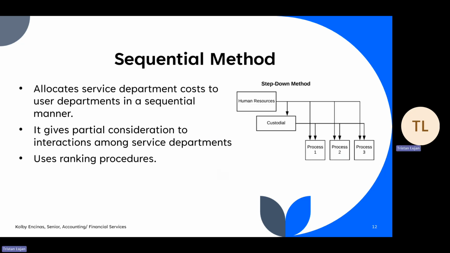Moving on to the sequential method, which allocates service department costs to user departments in a sequence. So this gives a little bit of partial consideration to interactions among service departments. And it is performed in a step-down fashion using a predetermined ranking procedure. This procedure ranks the support departments in order of the percentage of service provided to other support departments, or ranks the support departments in order of their total cost from highest cost to normally the lowest cost.